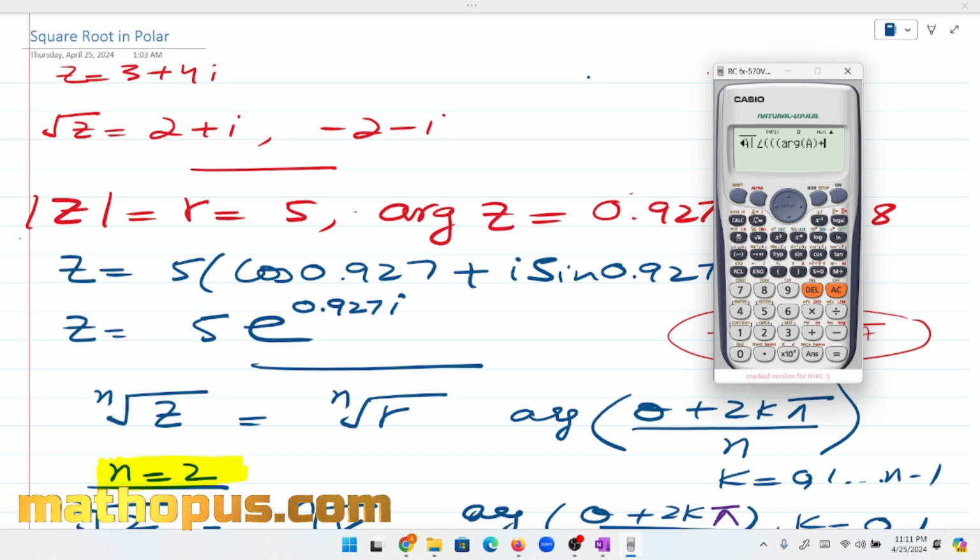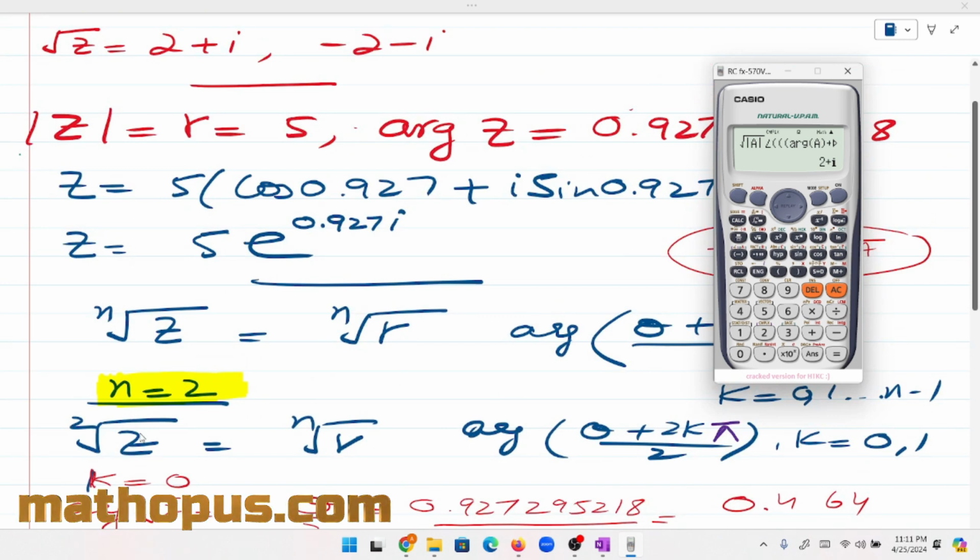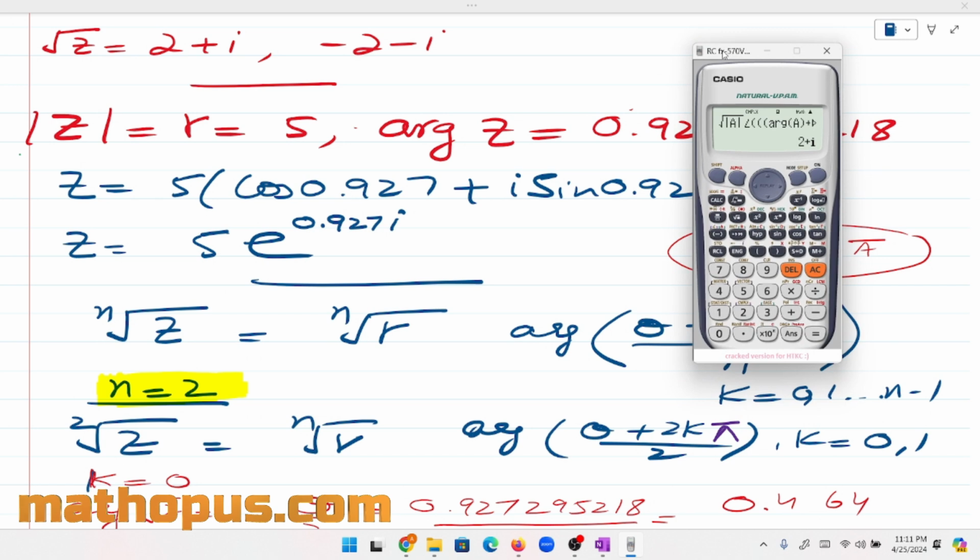Now for the complex square root, first of all we substitute k equals 0. So k equals 0 means theta plus 0, because k equals 0 means no factor of 2 pi, and then divide by 2, and then last bracket close. Equals, this is our first square root, which is 2 plus iota. Now in order to find the second square root, we are going to replace k with 1 in this n equals 2 square root format. So when we substitute k equals 1, this means theta plus 2 pi.